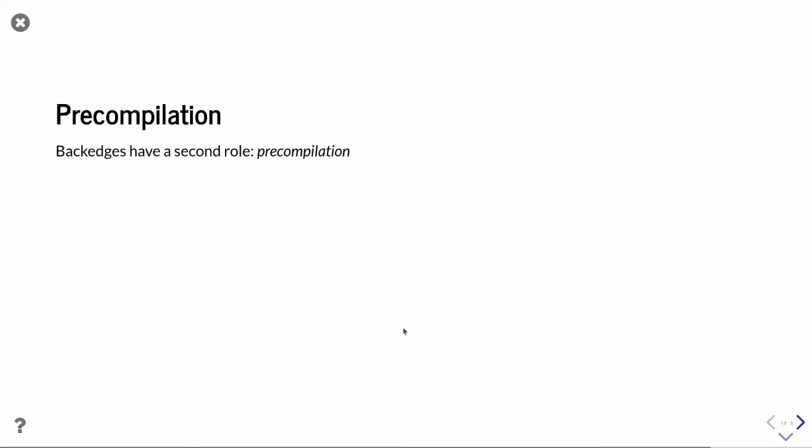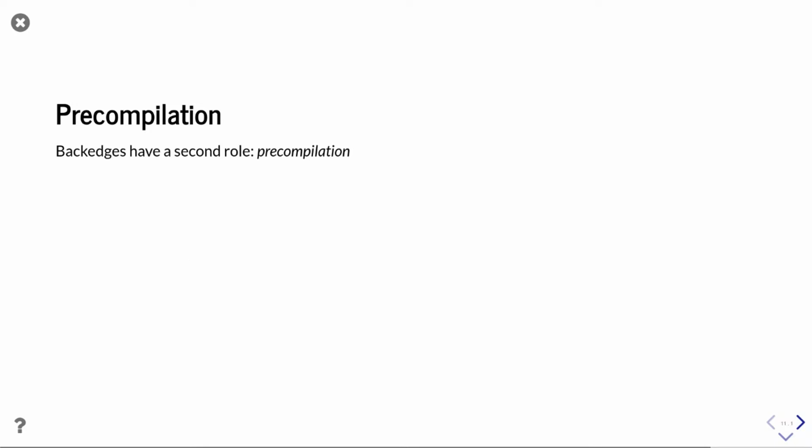The last thing that I wanted to cover in this introduction is a role for backedges. So a second role for backedges, and that second role is in a process called precompilation. Many of you have probably seen messages about precompiling when you first, let's say, install some new packages.